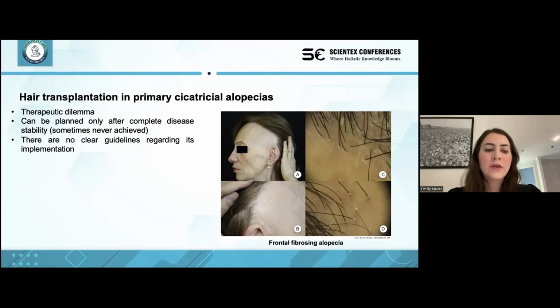But we know that these patients have a huge negative impact in quality of life, and they deserve an opportunity to restore their self-esteem. We see in this picture here a woman with an extensive frontal fibrosing alopecia. And if we can offer her an opportunity to improve her appearance, we need to do that.